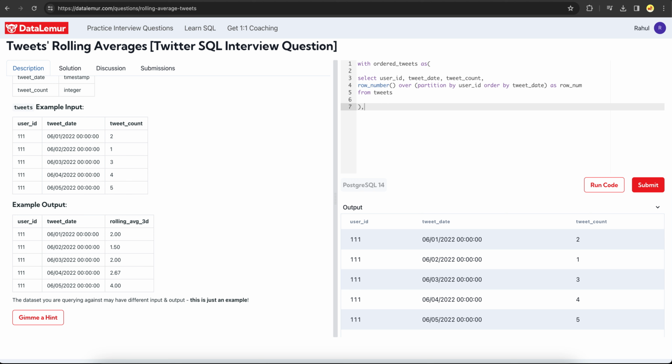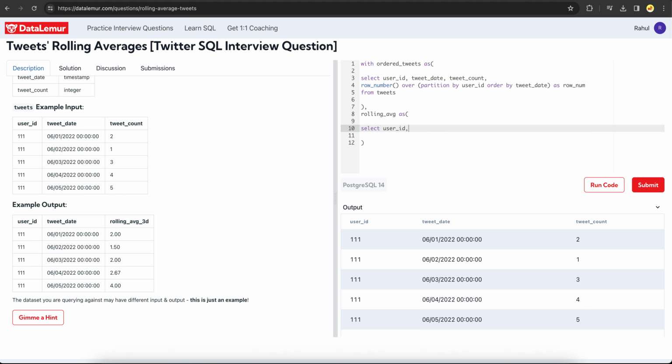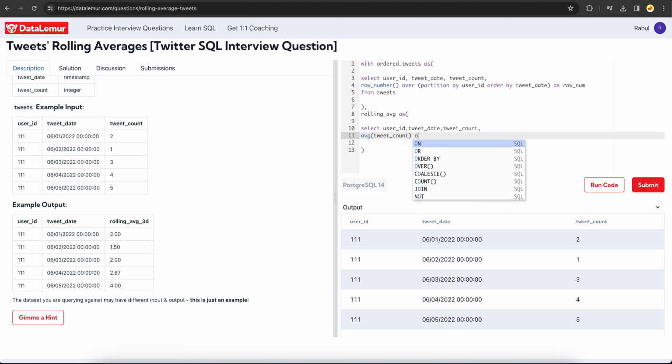Now the second CTE is where we will calculate the rolling average using another window function. Let me label that CTE as rolling underscore average. For this CTE, again, we will be selecting the user ID, the tweet date, and the tweet count. And now, instead of row number here, this time we will use average, because of course we want to calculate the rolling average. You need to use an over clause here, because you need to do this over a window. Here also you can partition by user ID, because you need to do this for each user, and you can order by the tweet date.